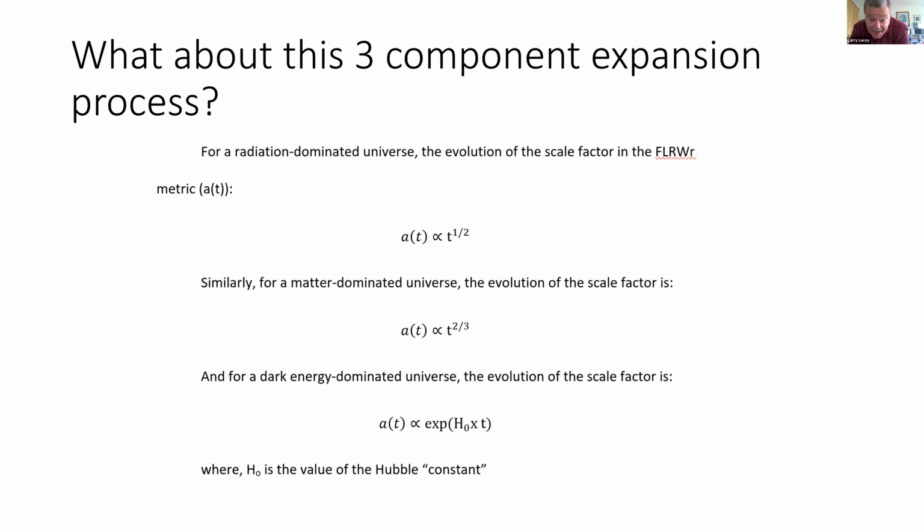So firstly, A and T and S and T are not too dissimilar. The first part is in relation to radiation. It's got this kind of relationship: it's proportional to time to the power of a half. That is a power expansion. Matter is proportional to T to the power of 2/3. And this weird and wonderful dark energy is an exponential.